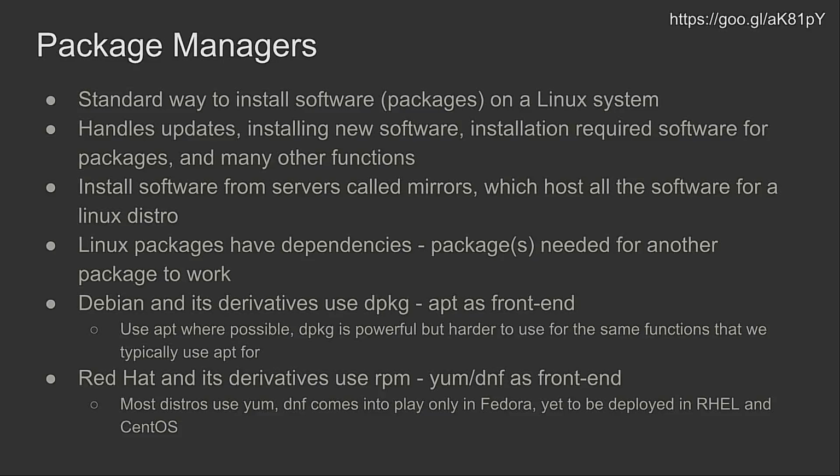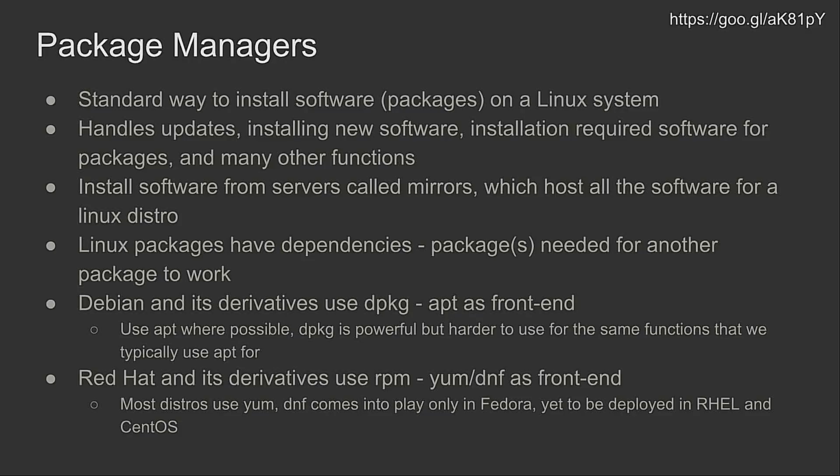Debian and its derivatives use something called dpkg, Debian package, their abbreviation isn't super clear. That's on the back end. It uses apt for its front end. A lot of you in your 145 classes have probably seen that in Kali because it is Debian based. You want to use apt where possible. dpkg is more powerful, but it doesn't have a lot of the nice features that apt does, such as dependency resolution. Installing all the programs you need for the program you actually want to install.